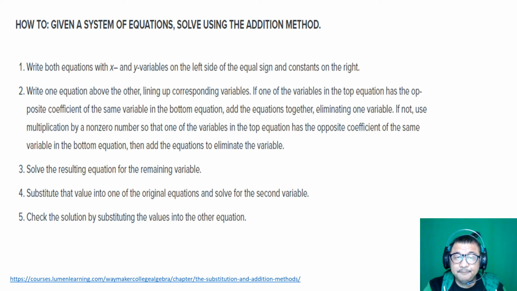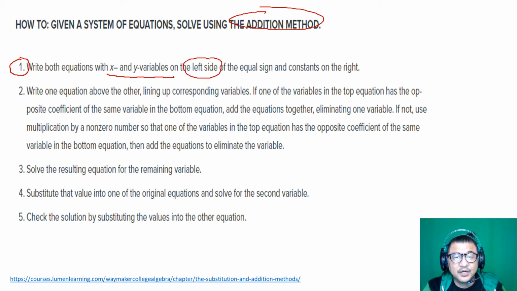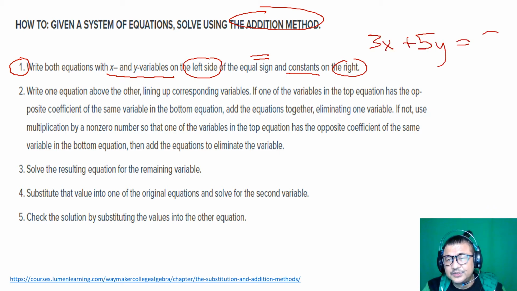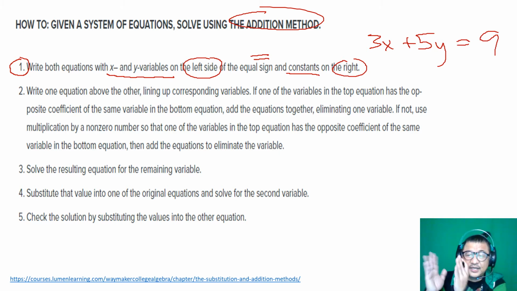So these are the steps on how to solve using the addition method. Number one, write both equations with x and y variables on the left of the equal sign and the constants on the right. So your equation should look something like this: 3x plus 5y is equal to 9. The x and y's are on the left side, and the constant alone on the right side. If it's not, move them around.